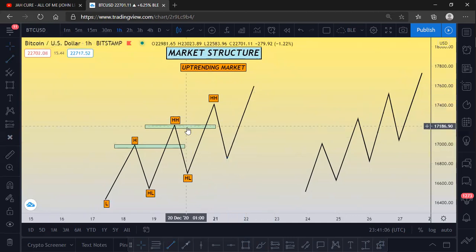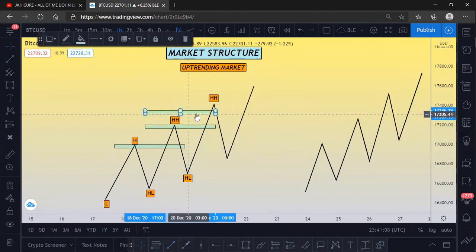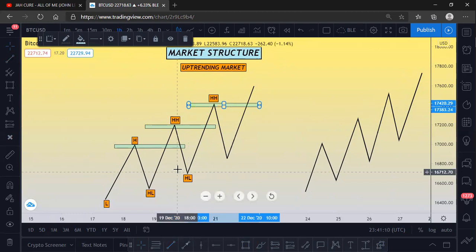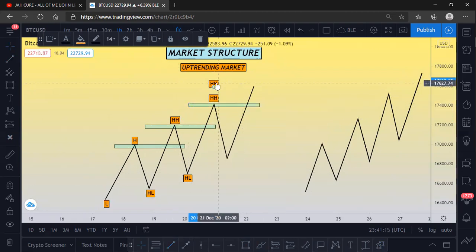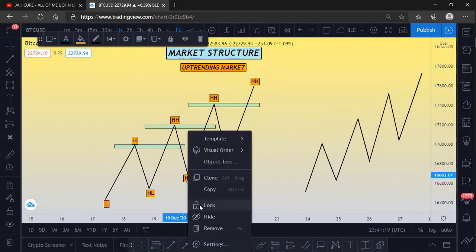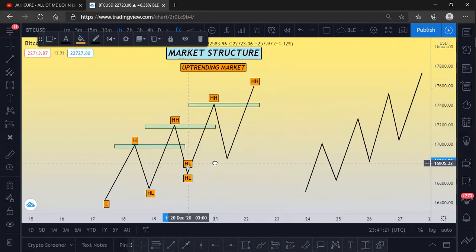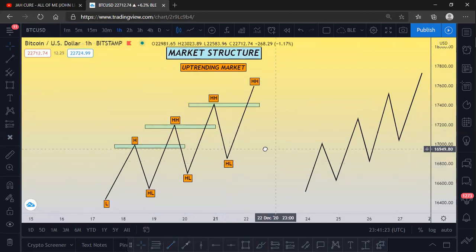Then now we have what? A new higher high, right? It closed above this. Yes. All right, good. So now let's just put it there. Higher high. Then we have our higher low. Okay.